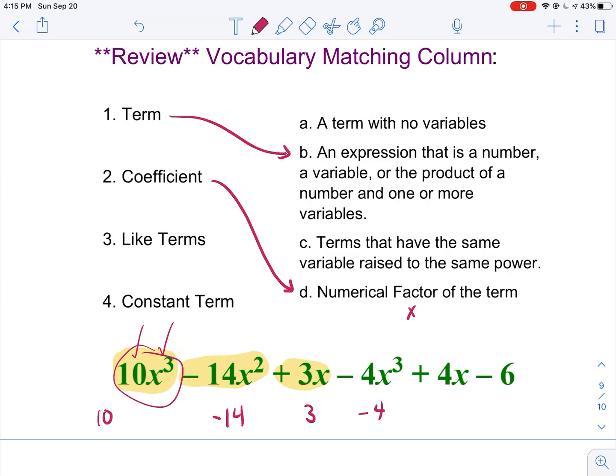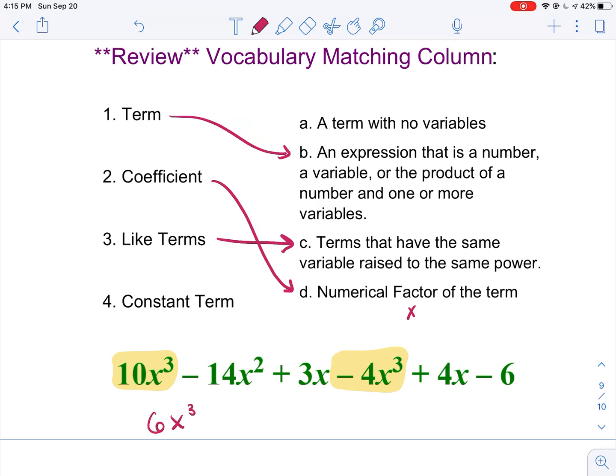And like terms are basically terms that have the same variable raised to the same power. So if we see the same exponents, they're considered like terms, and we can actually combine these like terms. So let's take a look at this example down here. Do we have like terms? Well, we do have a couple of pairs. We have our x cubed terms, right here, 10x cubed minus 4x cubed. We combine those by adding their coefficients. So a 10 plus a negative 4, or 10 minus 4. That gives me a 6x to the third.